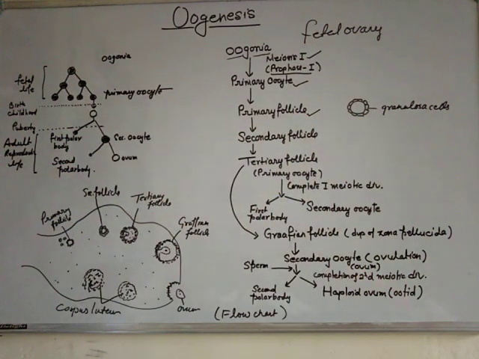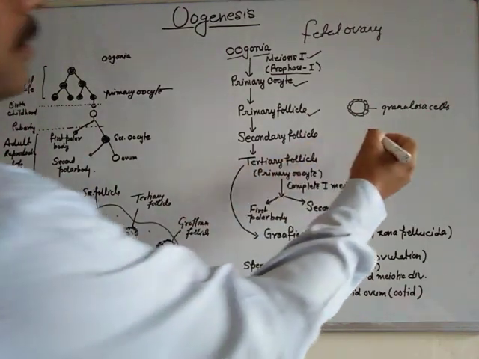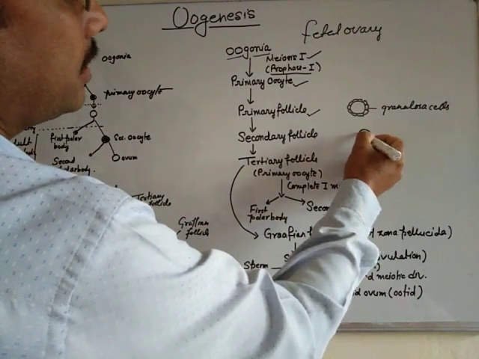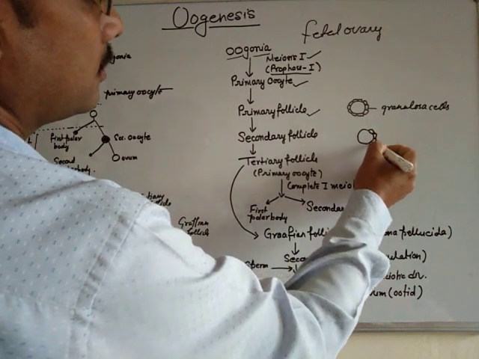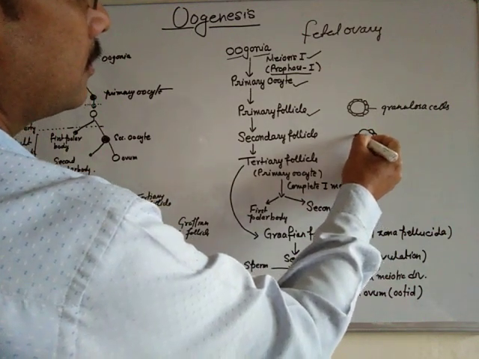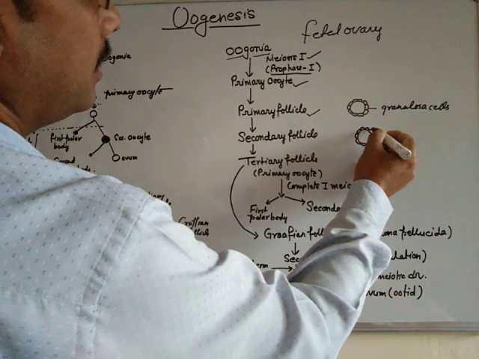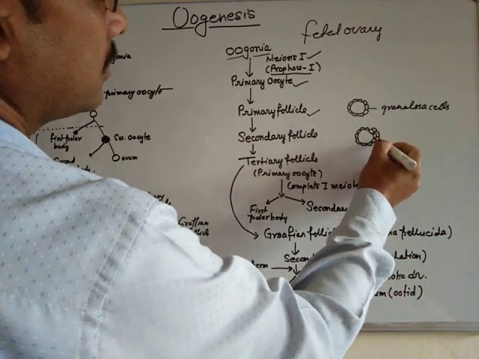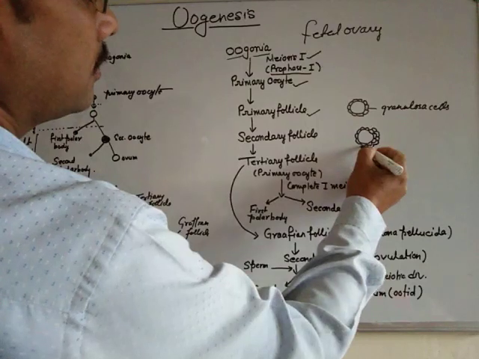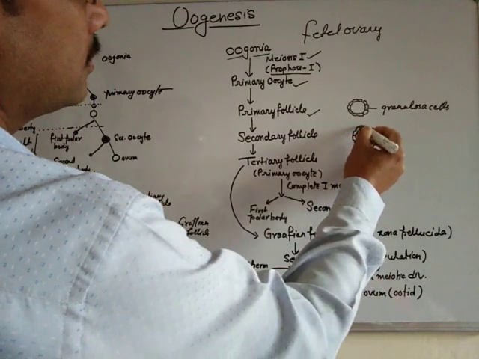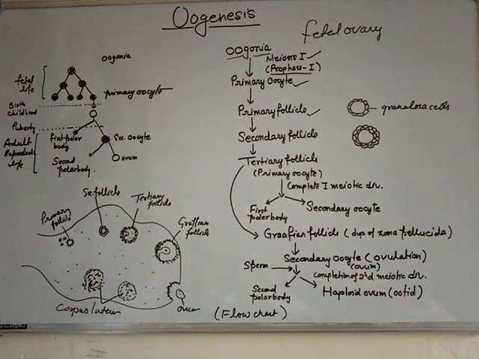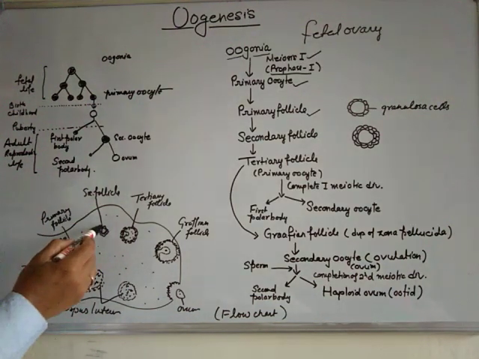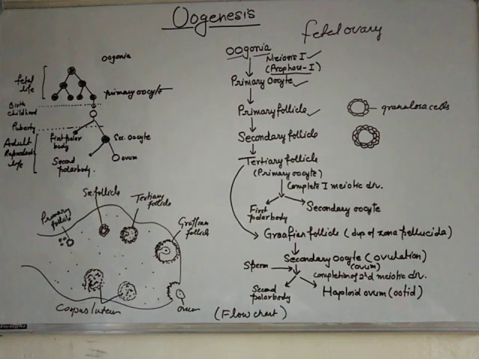Again, the primary follicle gets covered with another layer of granulosa cells. This is the another layer. This is called a secondary follicle. You can see the secondary follicle also here in the TS of the ovary.